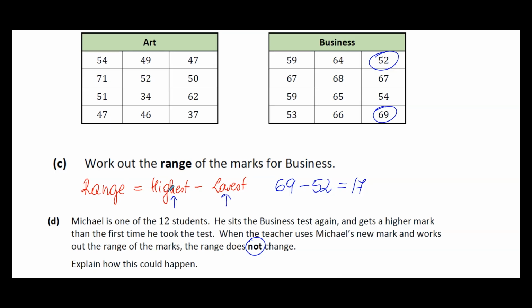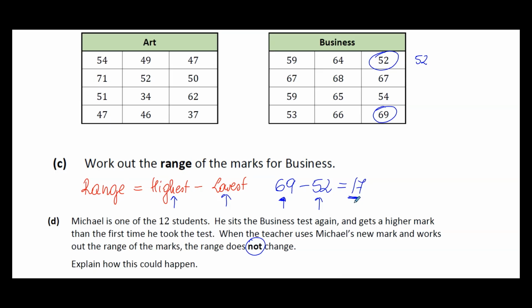So range will only change if either the highest value is different or the lowest value is different. If that new value is somewhere in between those two, well, therefore the range will remain the same. So that's the explanation we are giving here. How could that happen? Because if he got at least 52, that value will not change, the range will not change. Or even if he got 69, that value will not change.